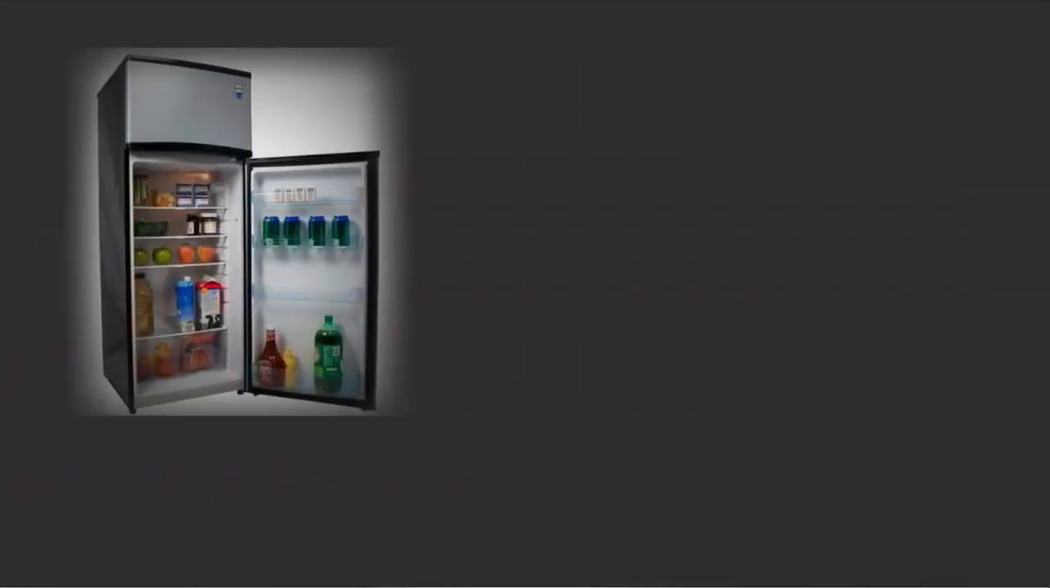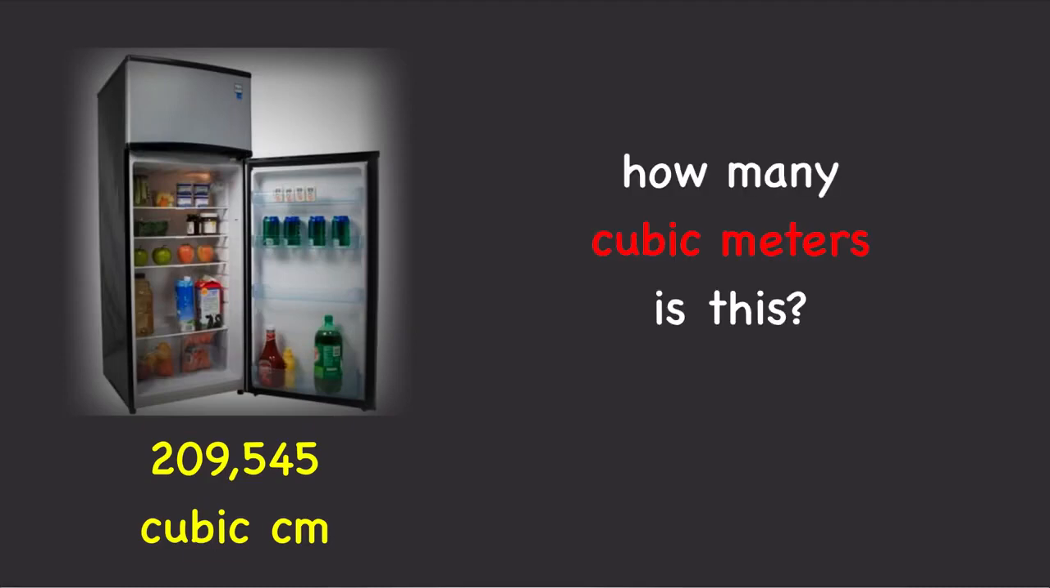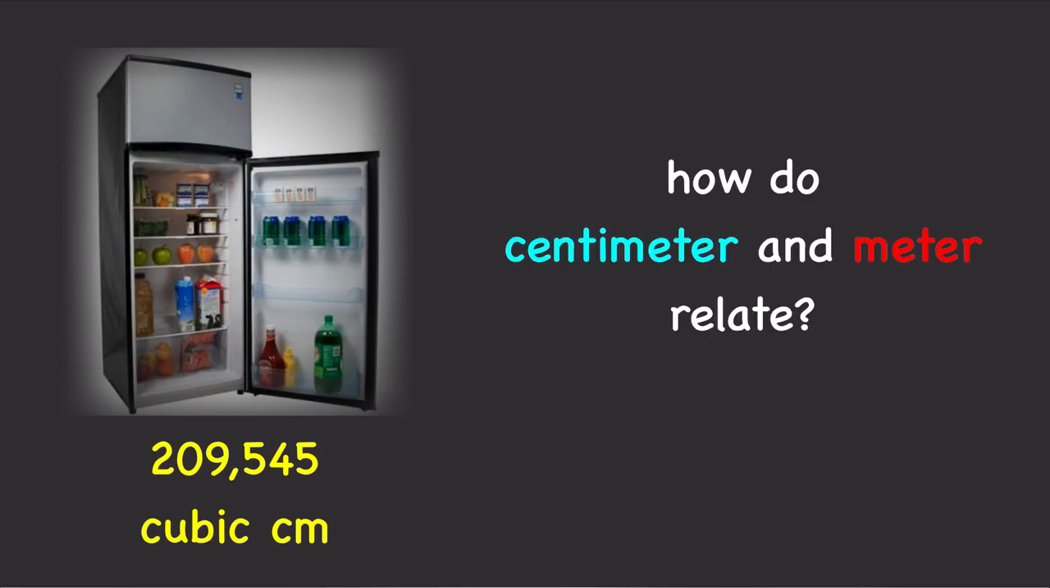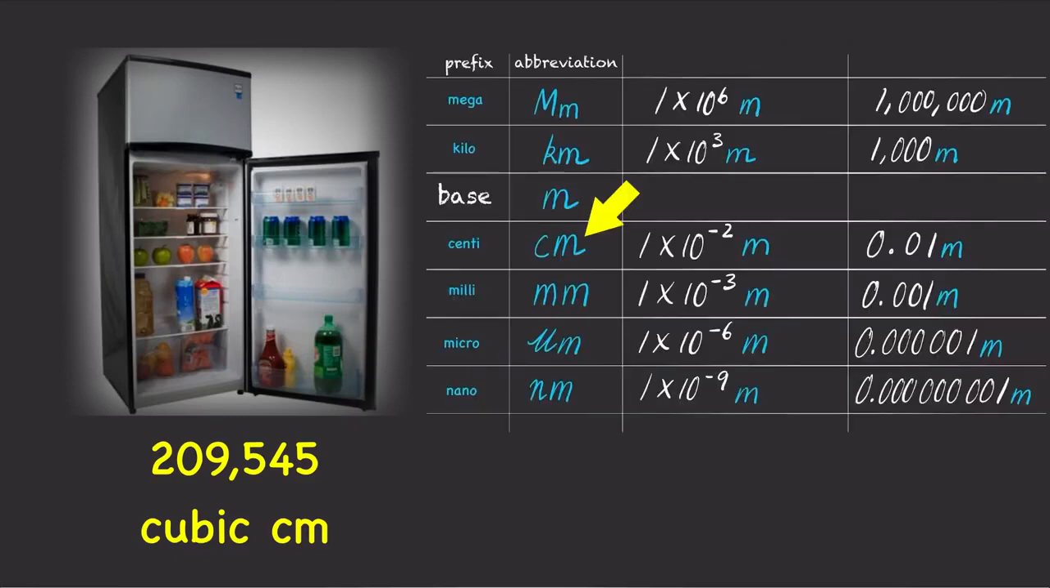Here's an average apartment-sized fridge. It has a volume of 209,545 cubic centimeters. Sounds huge, right? What would that be in cubic meters? First, we need to know information on the relationship between centimeter and meter. Looking up a table of common measurements, we see that 1 centimeter equals 10 to the negative second meters.